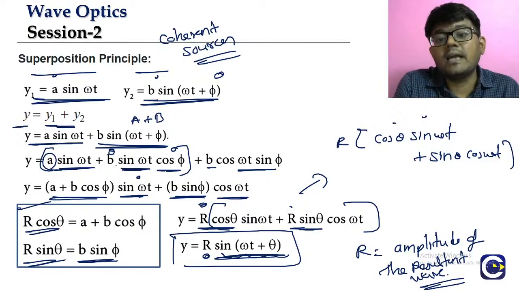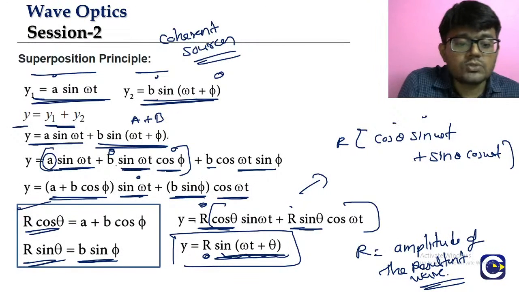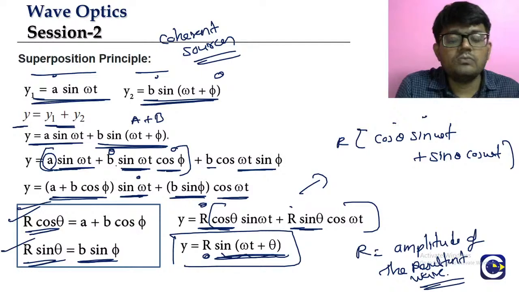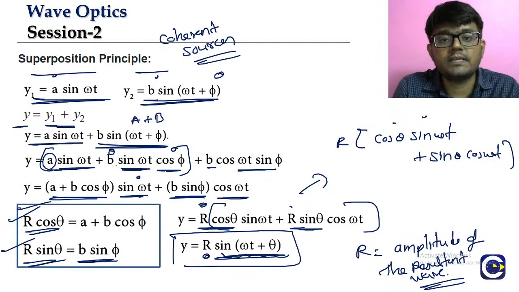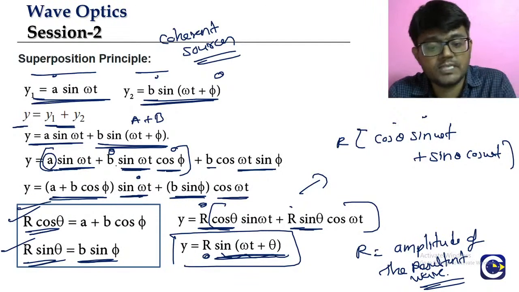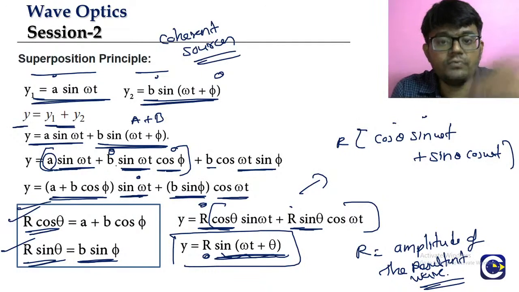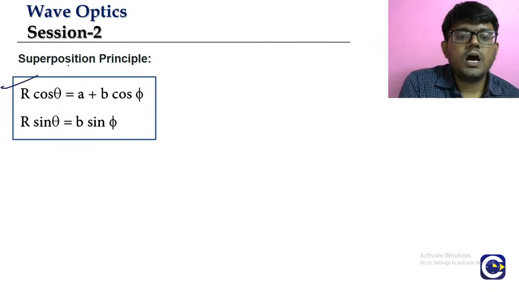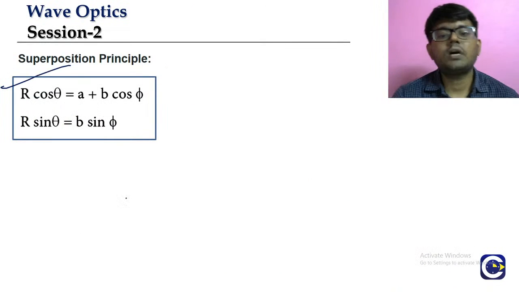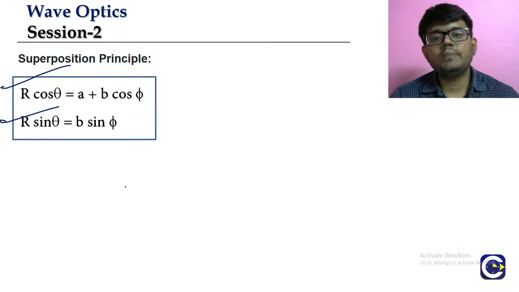So how will we get the R value from these two? Because we have the two expressions, right? R cos theta is equal to a plus b cos phi. That is how we have substituted. R sin theta is equal to b sin phi. Take these two: R cos theta is equal to a plus b cos phi, and R sin theta is equal to b sin phi.